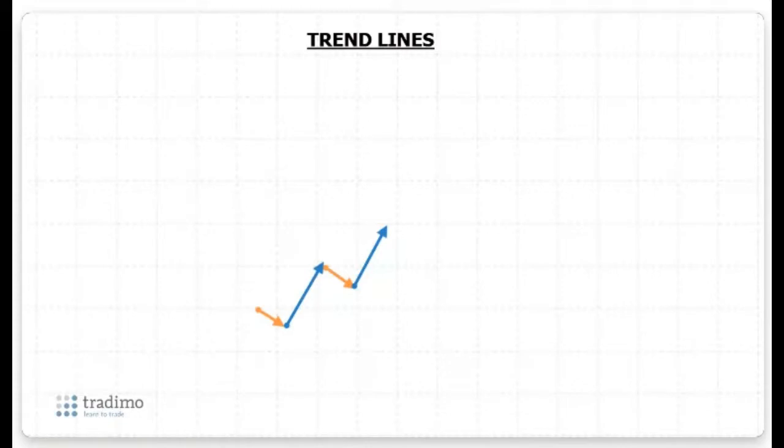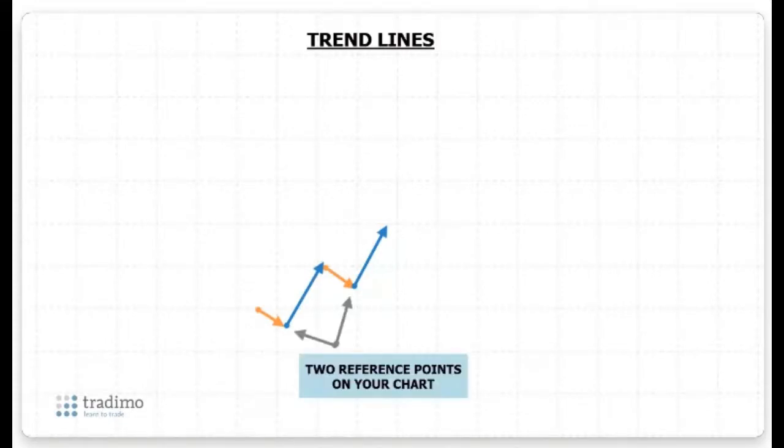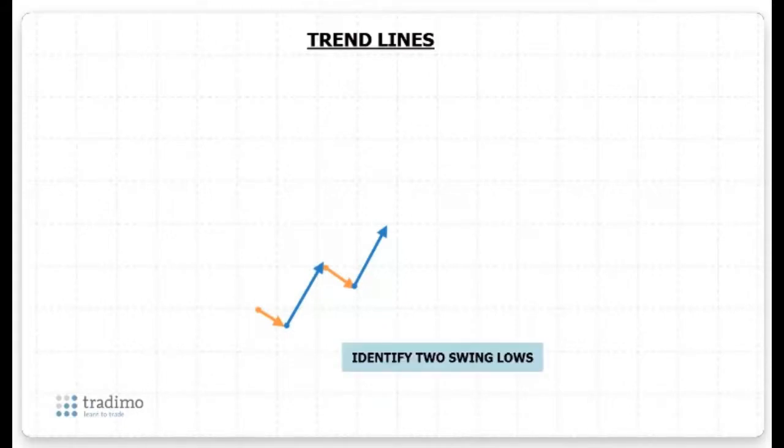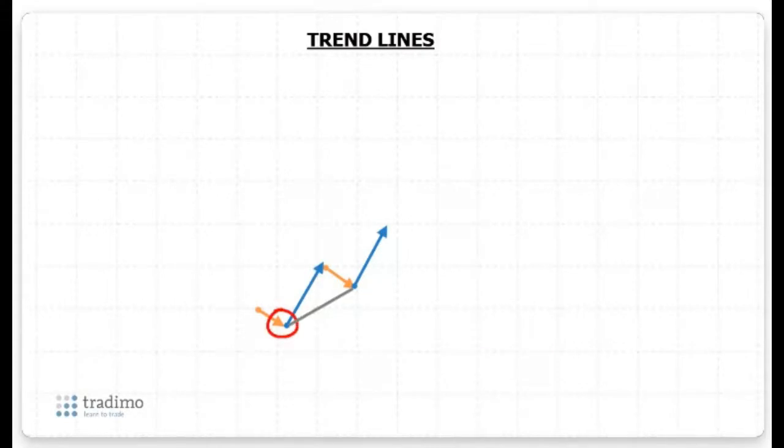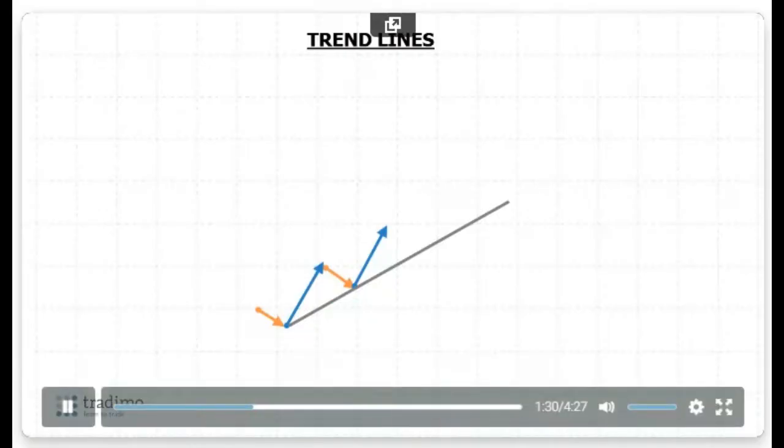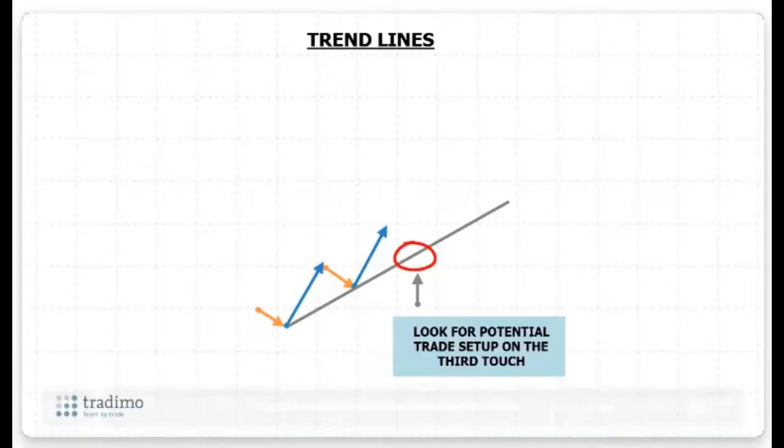In order to draw a trend line, you need a minimum of 2 reference points on a chart. Firstly, identify 2 swing lows that stand out to you on a chart, and then draw a trend line from the first low to the second low and extend this line out on your chart. We will look for potential long trades when price returns to the trend line for the 3rd time.